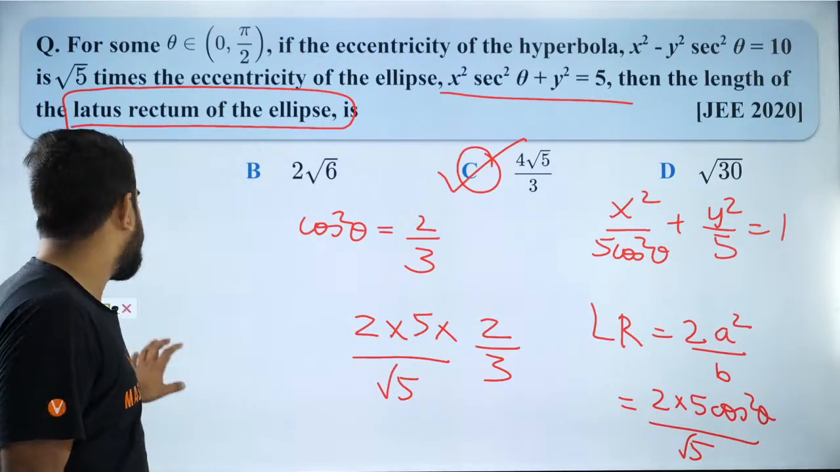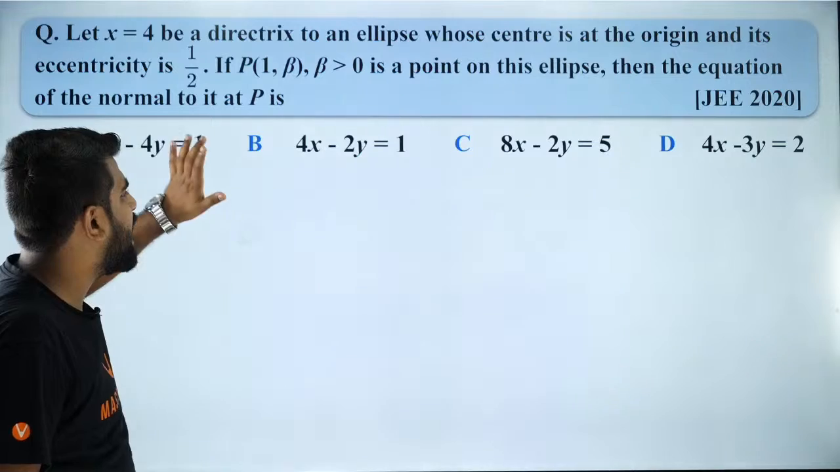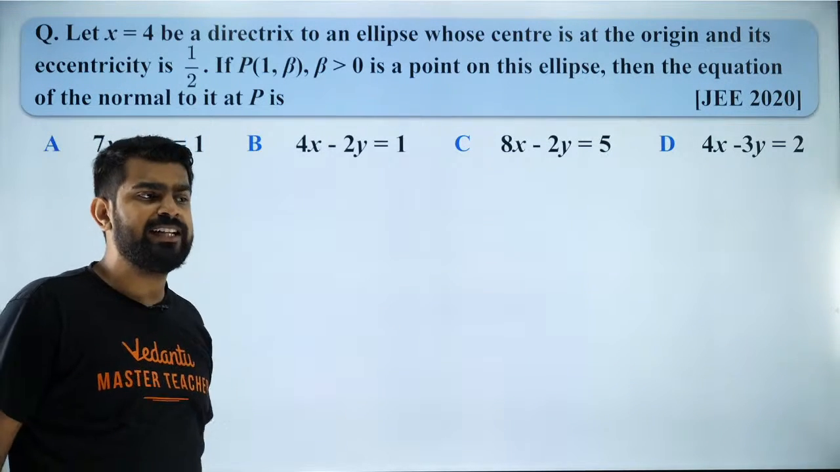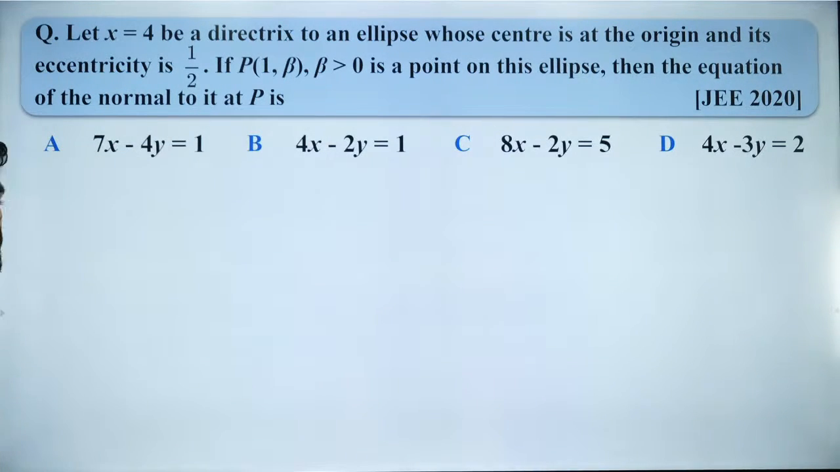Now with that, let us move forward to the next question that I have for you. Right on your screen, everybody please try to solve it. Come on, guys. I want all of you to try it out. You are given the directrix of an ellipse whose center is at the origin and the eccentricity is 1 by 2. Now P is given to be the point 1 comma beta, and you need to find the equation of the normal at P. This is the question which is asked.